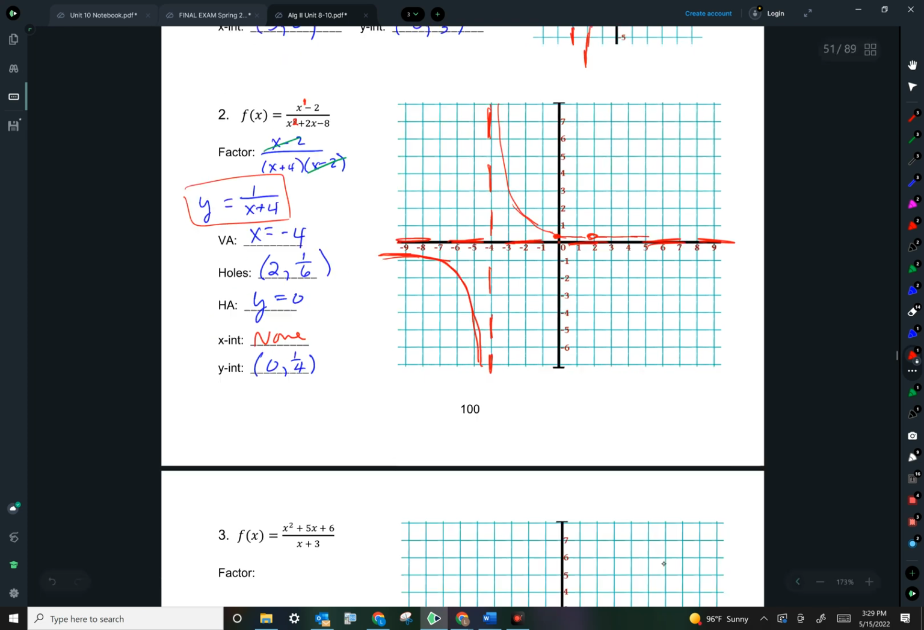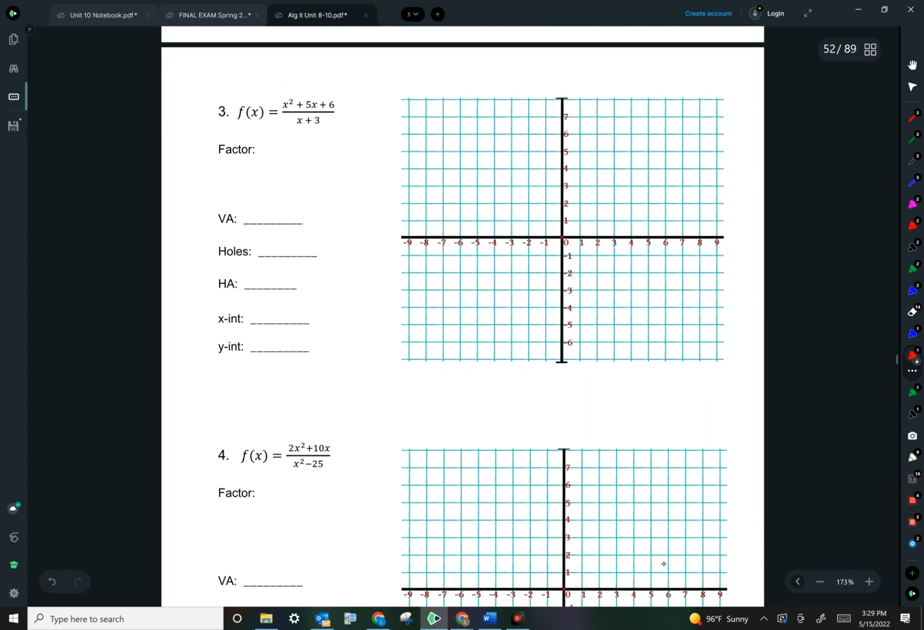Okay, let's do another one. Look at number 3. We always start by factoring. So x plus 3, x plus 2, I think that'll work. Hopefully you can see the x plus 3s are going to cancel. And so all I'm left with is y equals x plus 2. So that's my simplified equation.